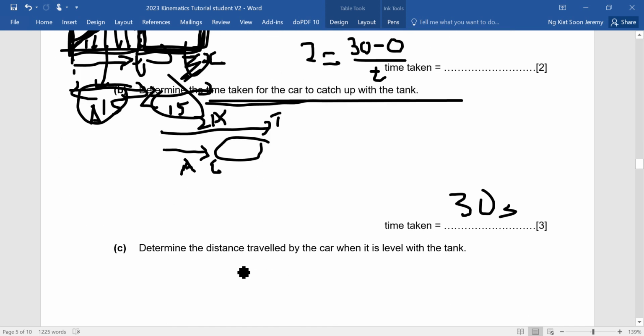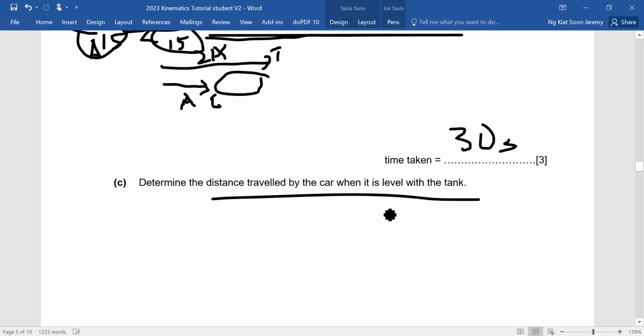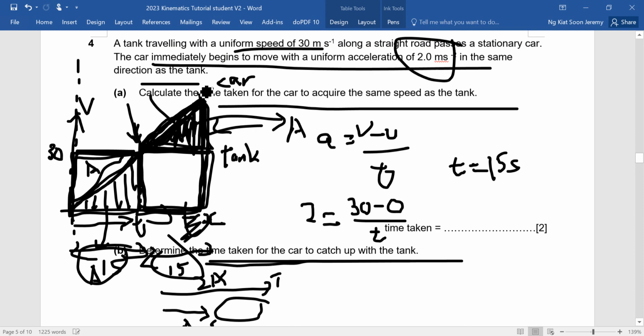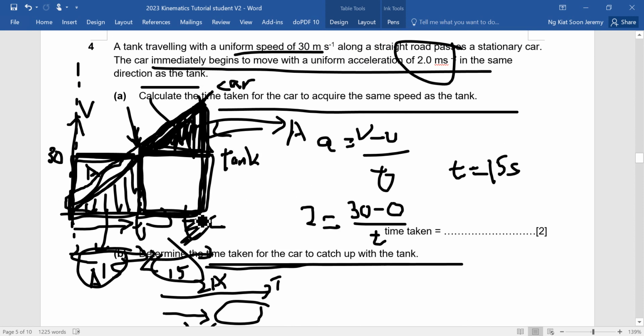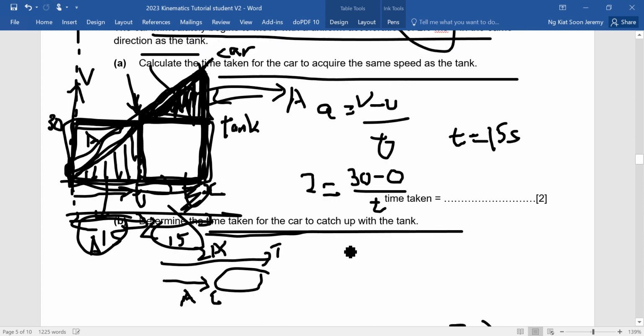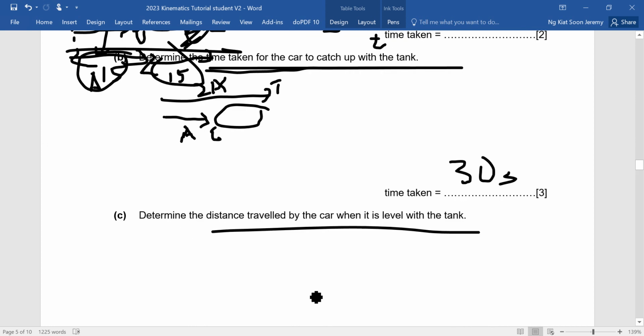Right, distance traveled by the car where it's level with the tank. This one you can just do a calculation for area under graph. So you either calculate this whole triangle, knowing that this is 30, or you can calculate this rectangle with the tank. You can refer to the answer in the PDF that I sent you via email.